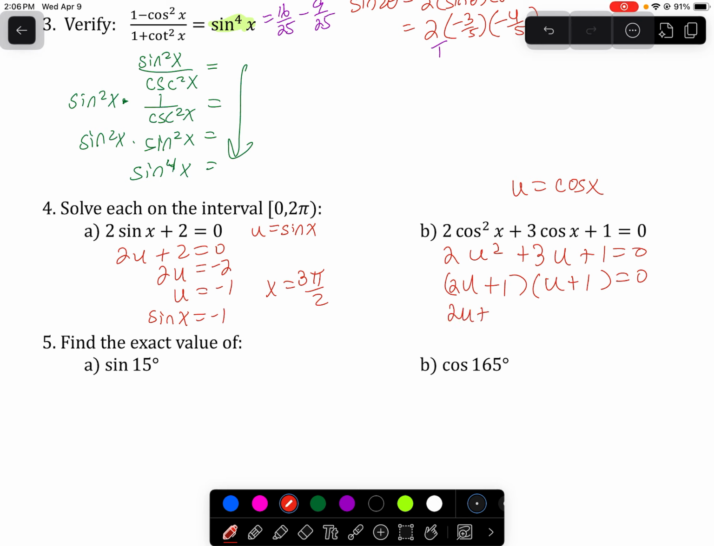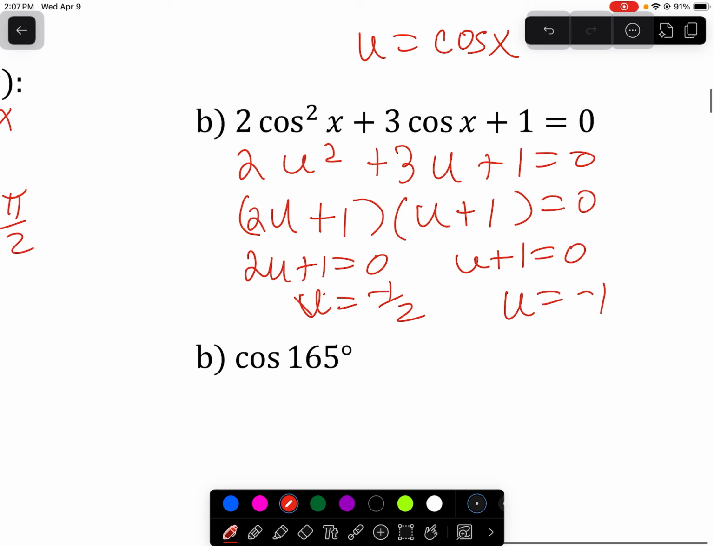And you get that 2u plus 1 equals 0, or u plus 1 equals 0. And you get to solve those independently. So you're just going to solve them. So we get here that 2u equals -1, or u equals -1/2, and u equals -1. Now you're going to put your trig functions back in, so we're asking where on the unit circle is the cosine -1/2, and where on the unit circle is the cosine -1. So the cosine of x is -1/2. Where's the x value on the unit circle? -1/2.